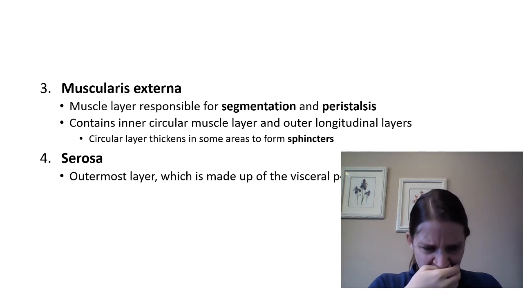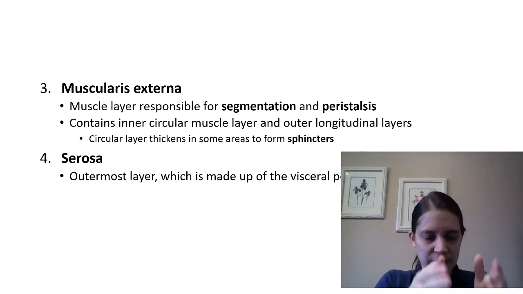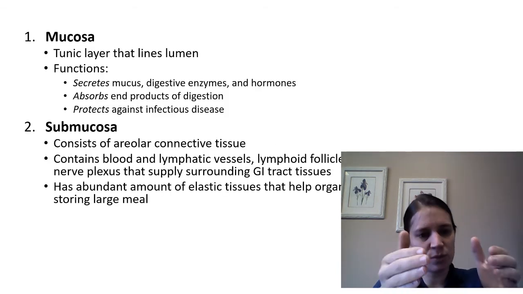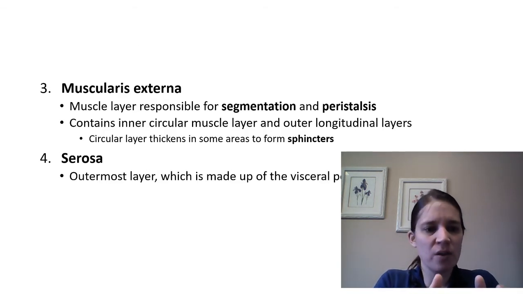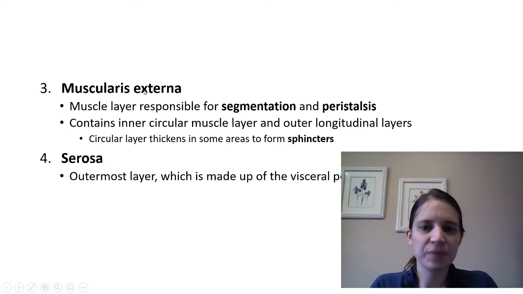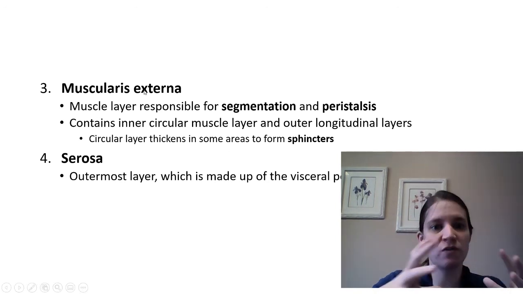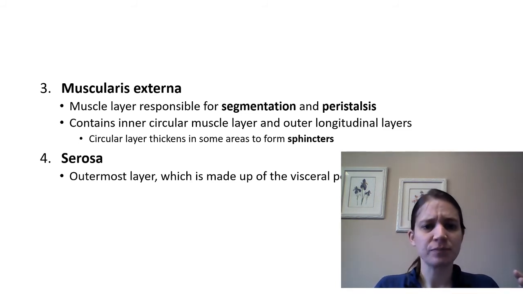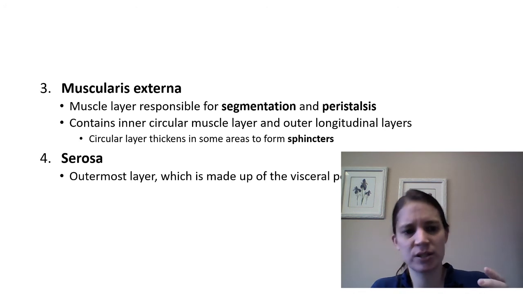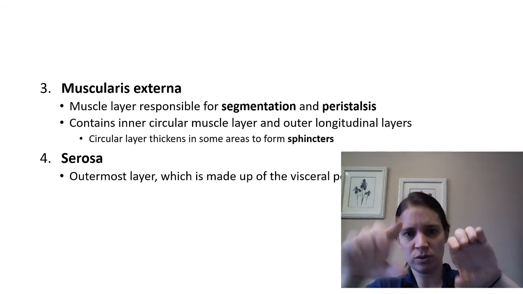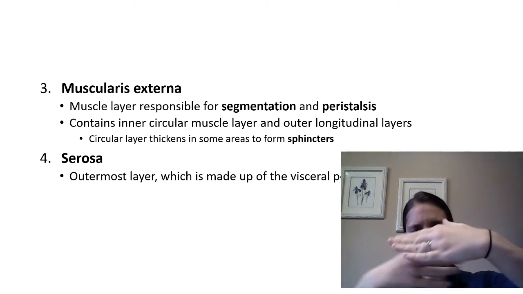Sorry, so we've gone from inside to out, right? We've got the mucosa layer, and we've got the submucosa. And then we've got the muscular layer, the muscularis externa. It's the part that you're actually going to be using for segmentation and peristalsis. It has two different layers: a layer that goes around like this, and a layer that runs long ways.